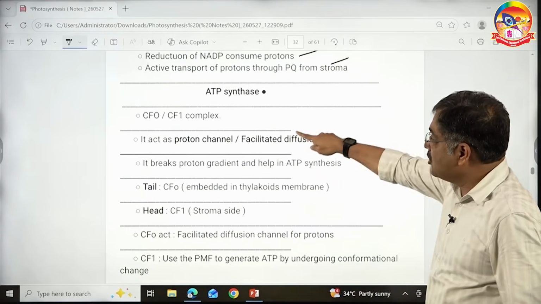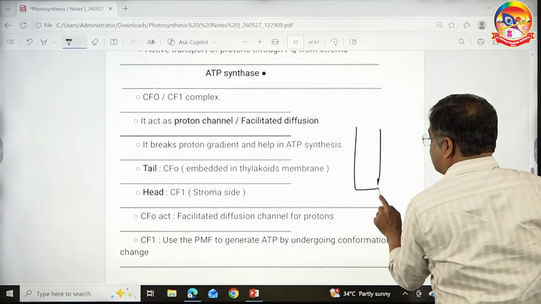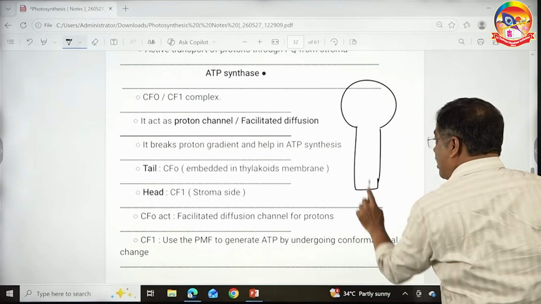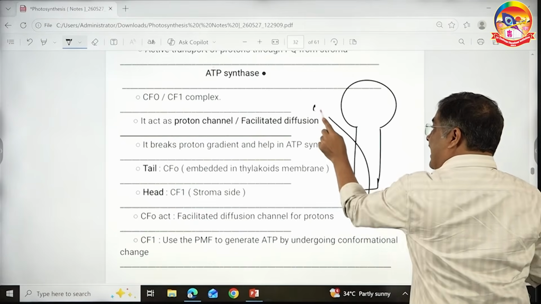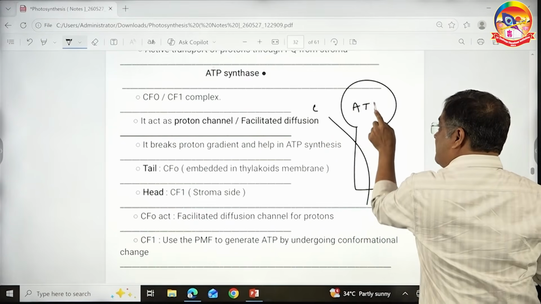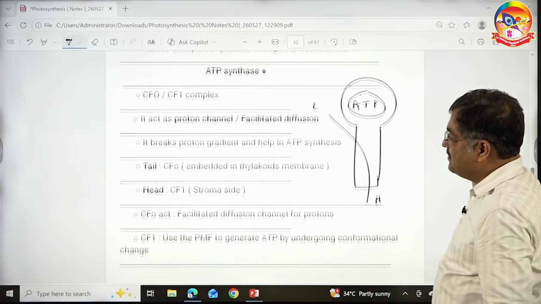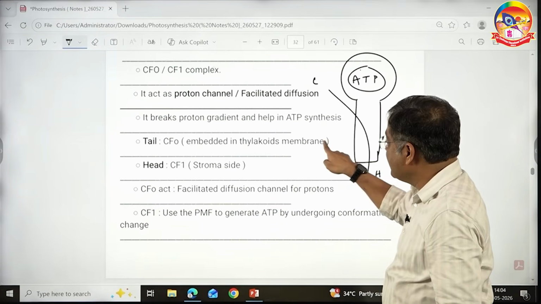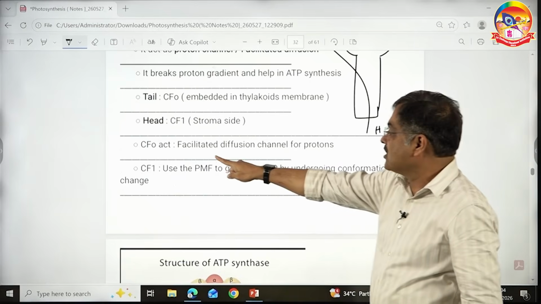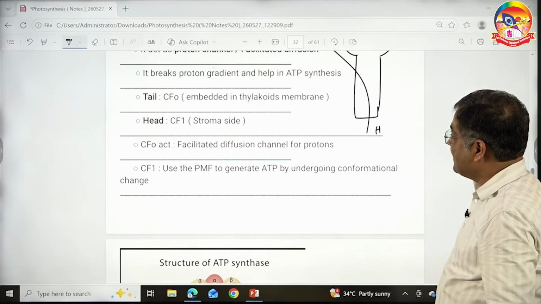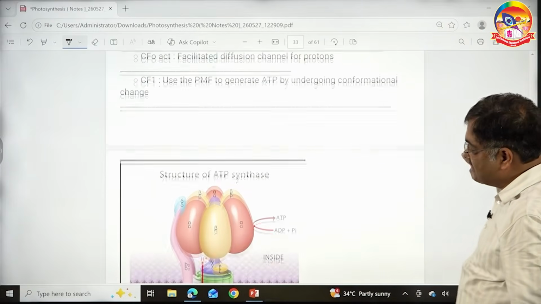This is CF0 and this is CF1. The CF0 acts as a proton channel. When protons move from high to low, energy gets liberated and ATP is synthesized in the head part. This entire thing is said to be ATP synthase. The tail is CF0, embedded in the thylakoid membrane. The head is CF1, on the stroma side. CF0 helps as a facilitated diffusion channel for protons. CF1 uses this proton motive force to generate ATP.